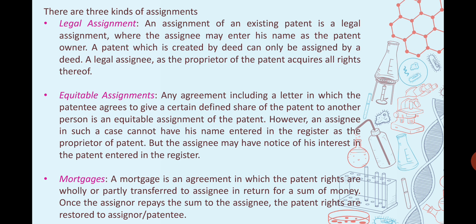So, any agreement, be it a letter in which the patentee agrees to give a certain defined share of the patent to another person, is an equitable assignment of the patent. However, an assignee in such a case cannot have his name entered in the register as the proprietor or owner of the patent, but the assignee will have a notice of his interest in the patent registered.